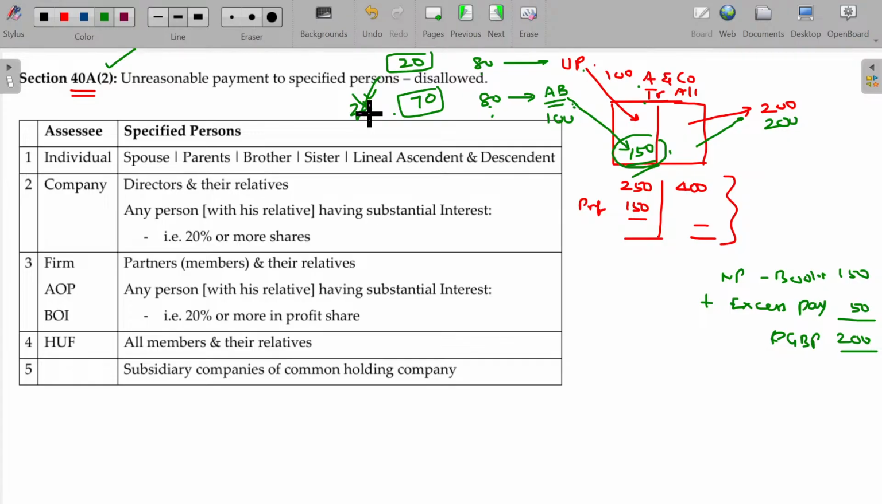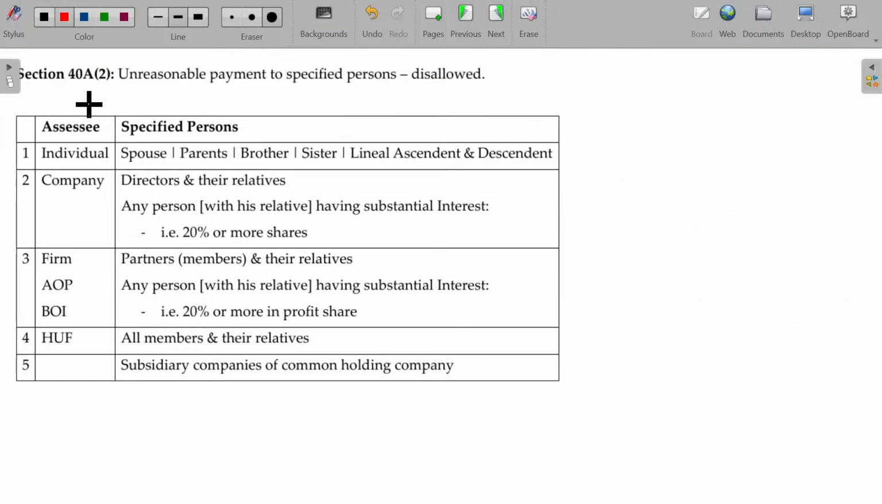For A's brother, it is the excess receipt. Usually he can sell it for 100 rupees, but because of the brother, he sells it for 150. Okay, means the support is given by the big brother, that happens here. And that will not be adjusted in the hands of A's brother. He has to pay the tax for what? 70 only. But for A and Co, they have to pay the tax on 200 rupees by adding the excess payment. Clear? Section 40A clause 2 says unreasonable payment to a specified person.